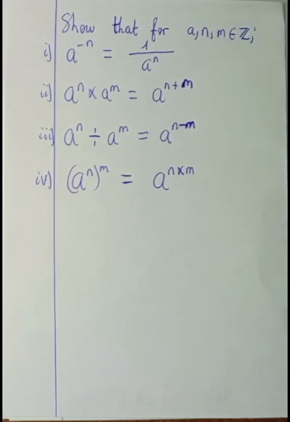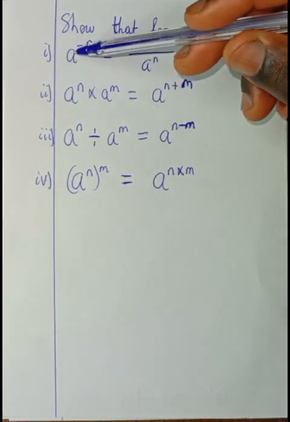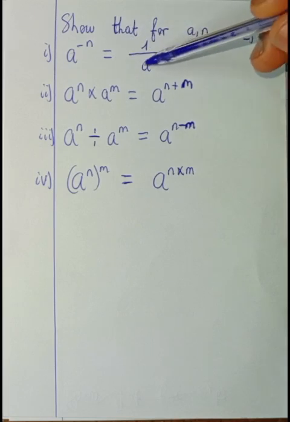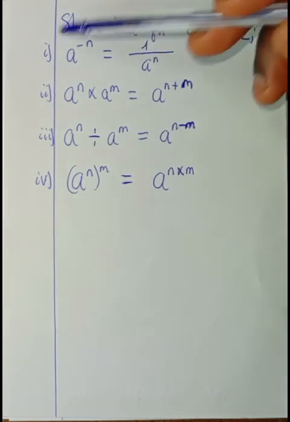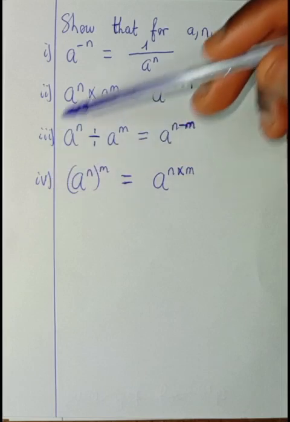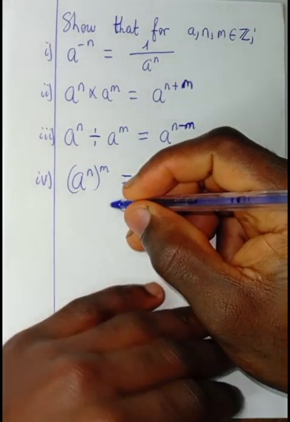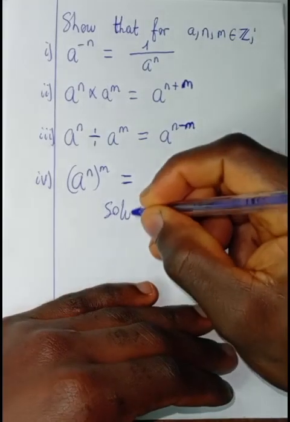We are to show that for a, n, m belonging to the set of integers, a raised to the power negative n is equal to 1 all over a raised to the power n. 1, 2, 3, 4, they are the laws of indices. We are to show them. We take solution.